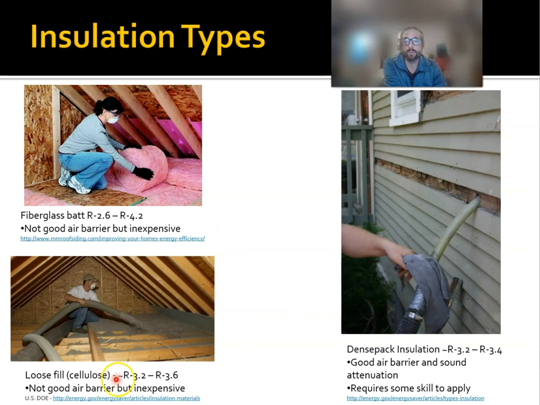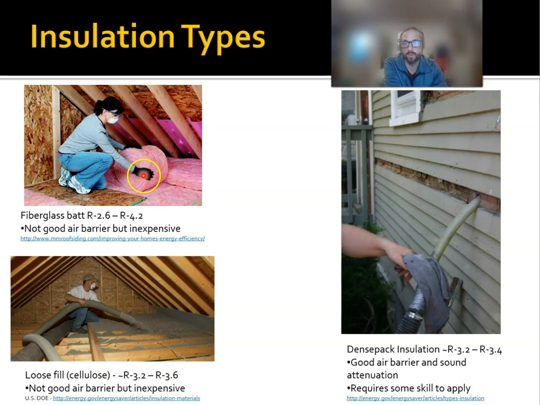Now we have loose fill. This can be cellulose or it can be fiberglass. Most of the time, you're going to use cellulose. So this is again not a good air barrier. You just fill this in, and it just fills up with this loose fill stuff. It's actually chopped up newspapers with some chemicals on it to prevent it from being flammable. And so that you just fill in. Again, there's a bunch of air pockets in there. It's cheap. It's pretty easy to install. You could do this by yourself. But not a good air barrier.